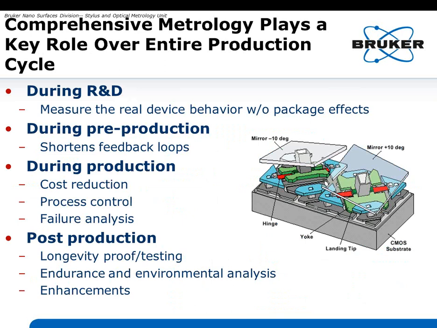So comprehensive metrology does play a key role over the entire MEMS production cycle. So during R&D, you want to measure the real device behavior without effects from packaging typically. During pre-production, rapid, accurate metrology can shorten your feedback loops and make sure your devices are rapidly iterating towards a final design. And then during production, MEMS actually undergo a very high test rate to maintain adequate process control, to provide further cost reduction as you're feeding problems back into the production cycle, and then also for failure analysis to ensure that any ongoing problems are rapidly caught and the root cause failure discovered.